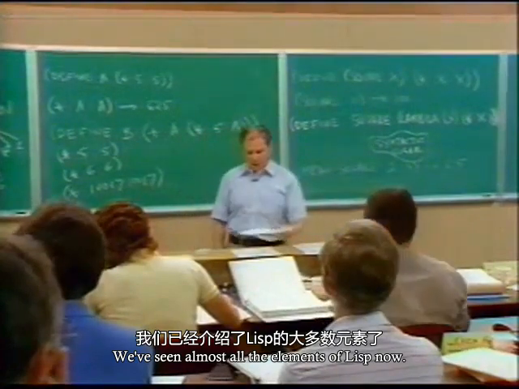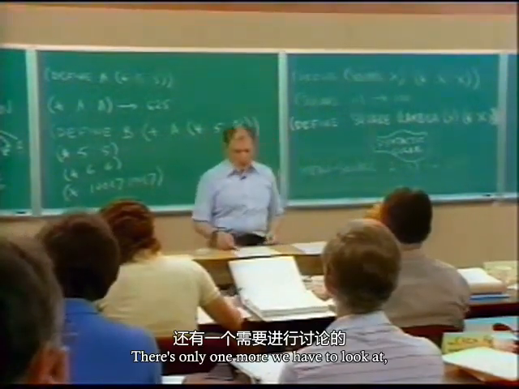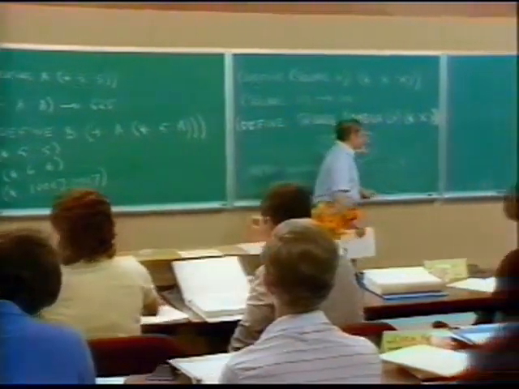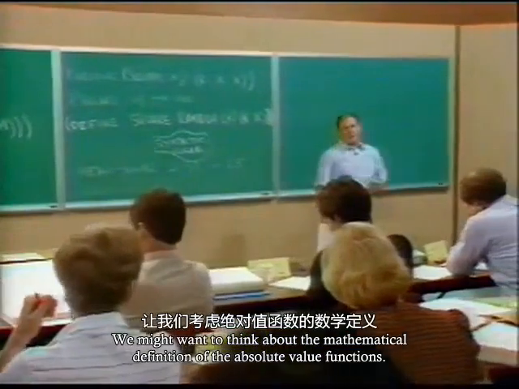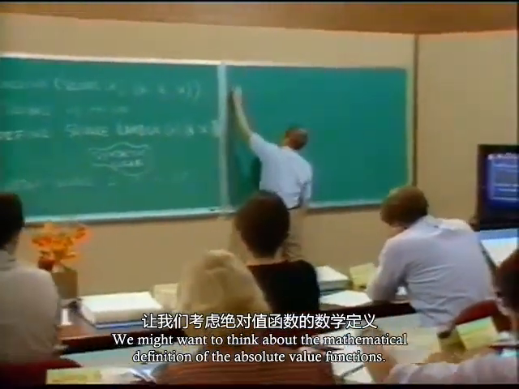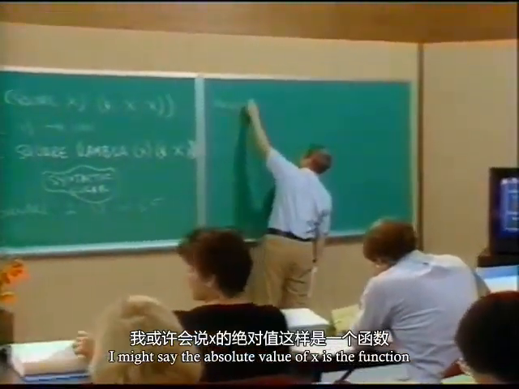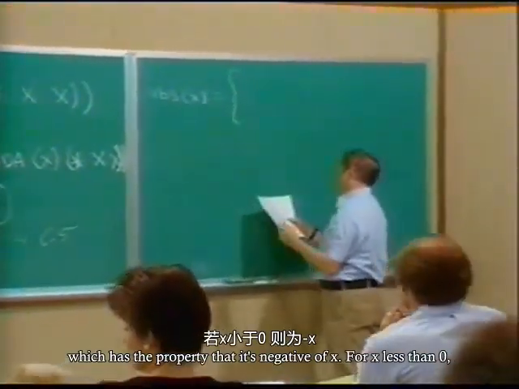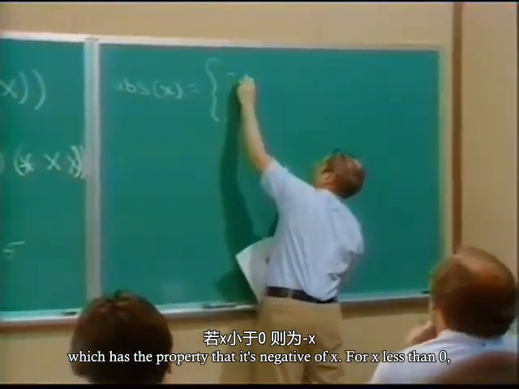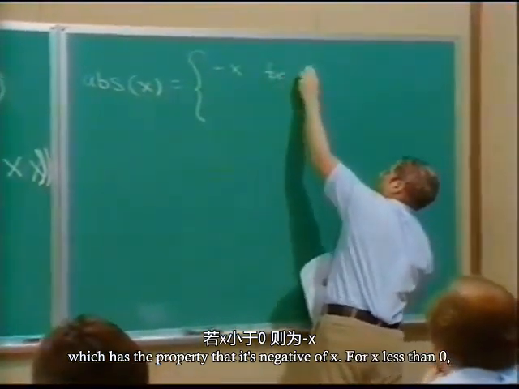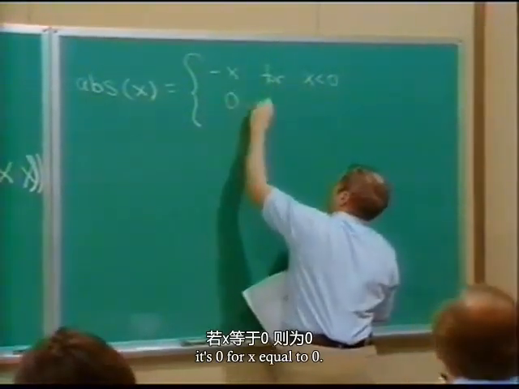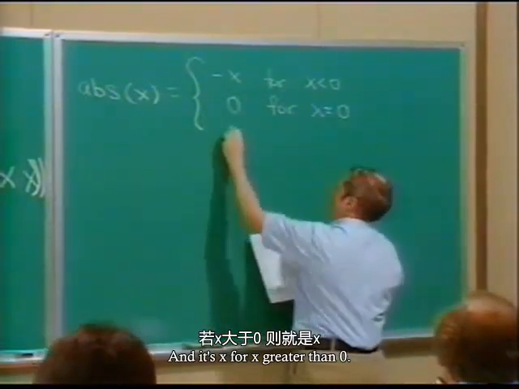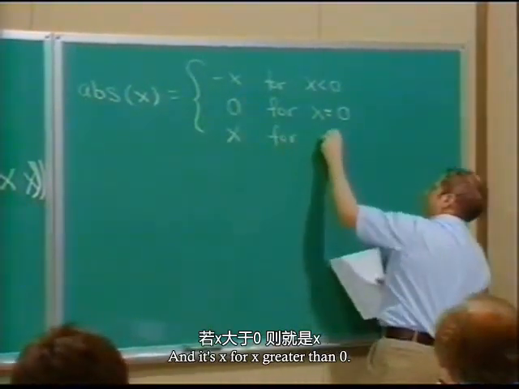Okay, we've seen almost all the elements of Lisp now. There's only one more we have to look at, and that is how to make a case analysis. Let me show you what I mean. We might want to think about the mathematical definition of the absolute value function. So I might say the absolute value of x is the function which has the property that it's negative of x for x less than 0, it's 0 for x equal to 0, and it's x for x greater than 0.